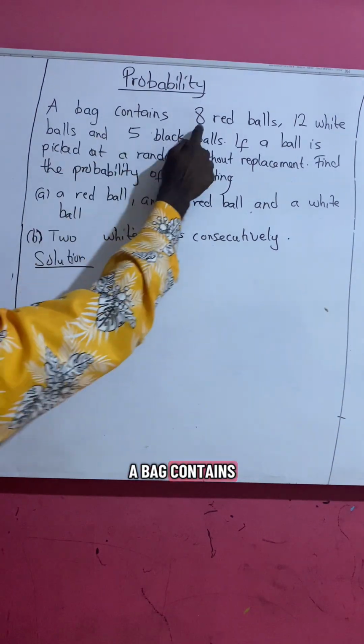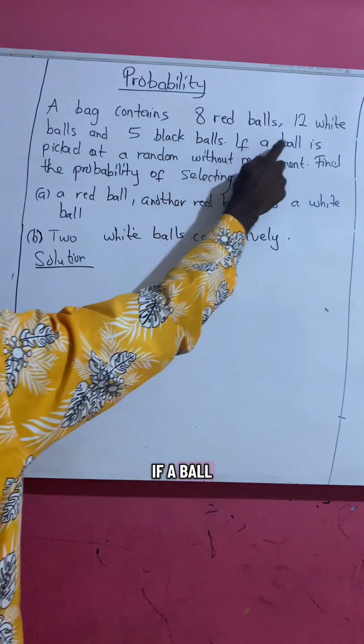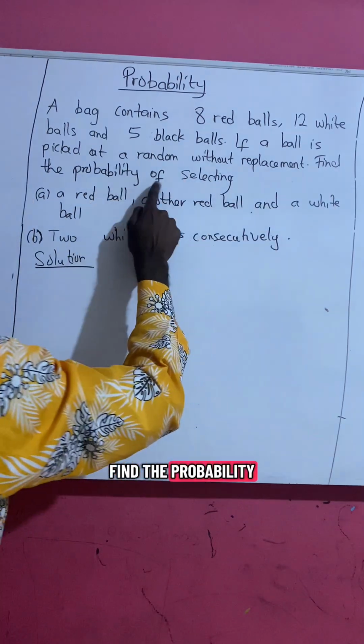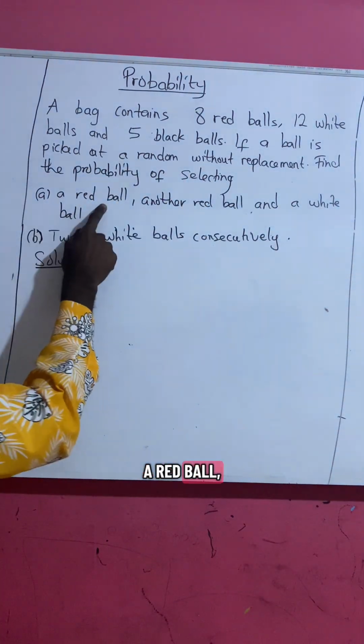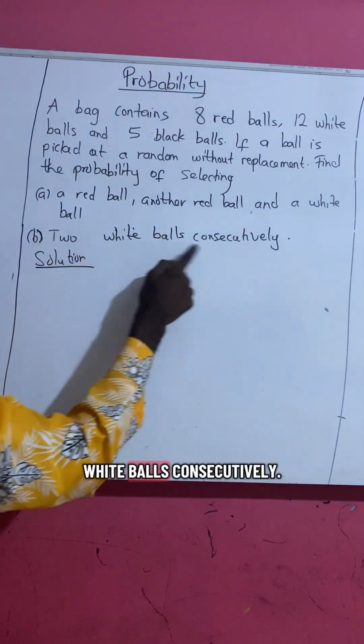A bag contains 8 red balls, 12 white balls, and 5 black balls. If a ball is picked at random without replacement, find the probability of selecting (A) a red ball, another red ball, and a white ball; (B) 2 white balls consecutively.